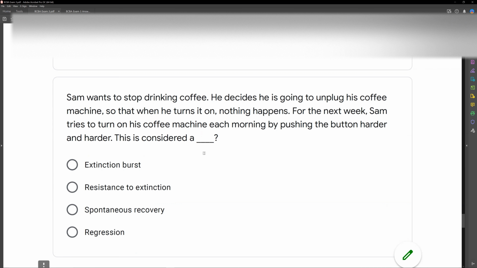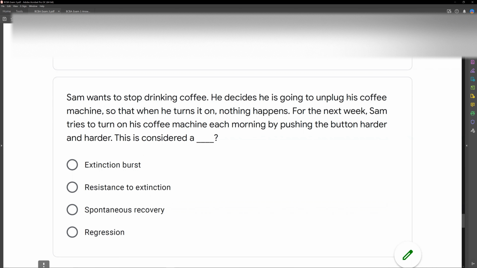Response blocking is preventing a response from being able to occur. Okay. In this case, the response can still occur. Sam can still push the button over and over again. Nothing's going to happen. So don't think it's response blocking. So what is happening, right? Well, he unplugs his coffee machine. So when he turns it on, nothing happens. Well, we're withholding reinforcement for a previously reinforced behavior.